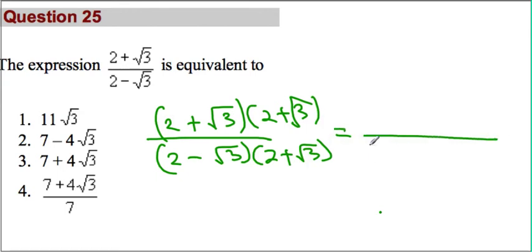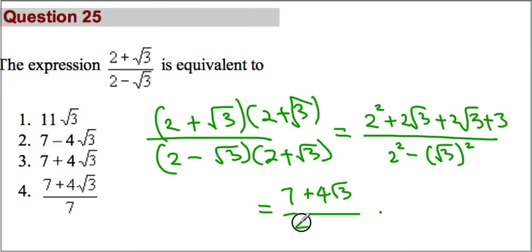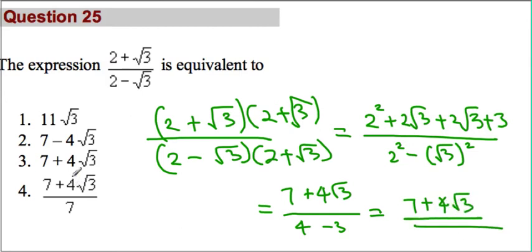Then here, what do we end up getting? On the denominator, we get 2 squared minus radical 3 squared. And then on top, we have 2 squared plus 2 radical 3 plus 2 radical 3 plus 3. You just have to do the FOIL. And here we have 7, because 2 squared is 4, and then 4 plus 3 becomes 7, plus 4 radical 3, and divided by 4 minus 3. Then what is our final answer? 7 plus 4 square root of 3. Choice number 3 becomes our answer.